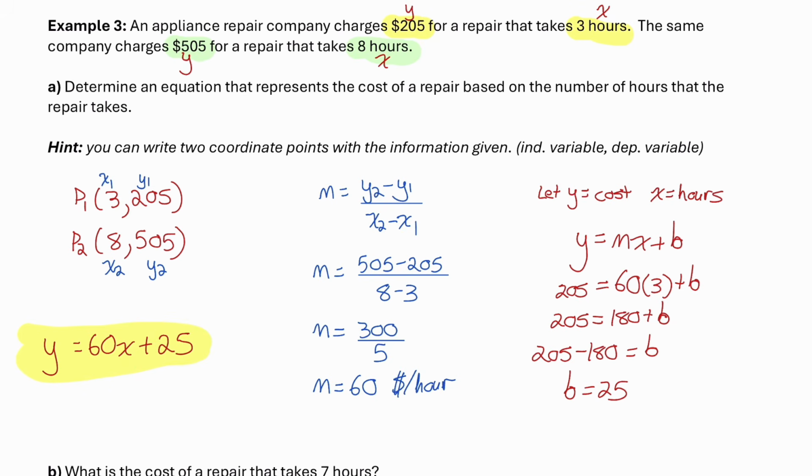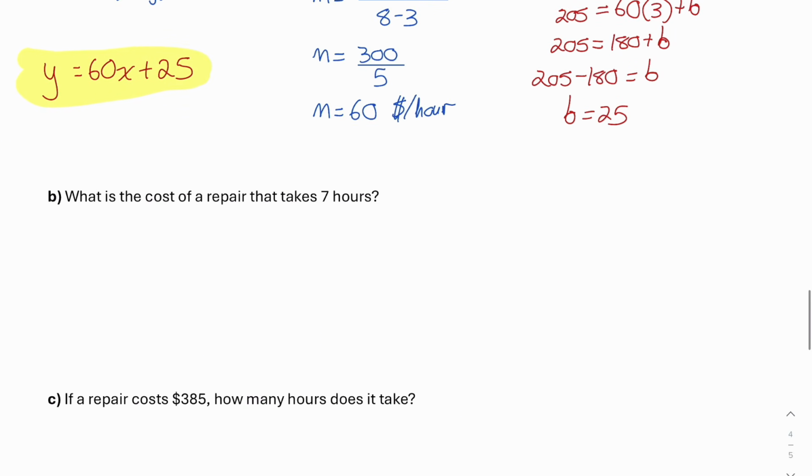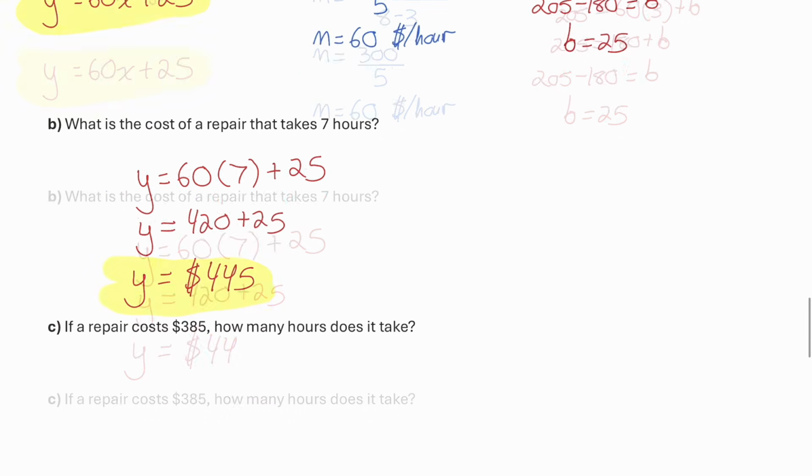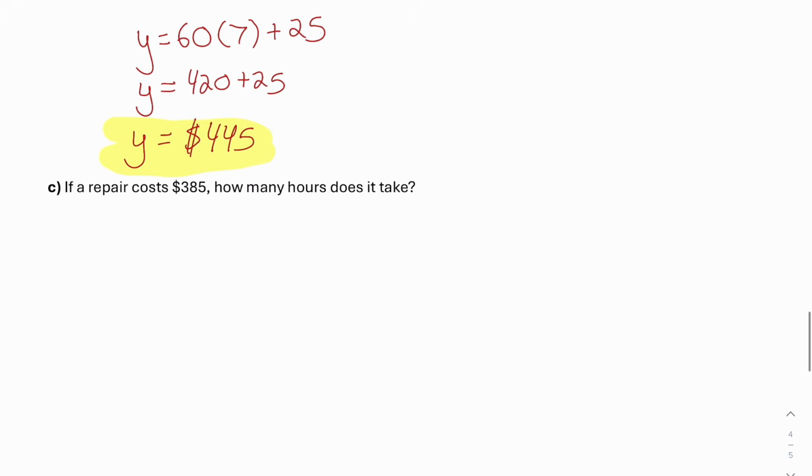So to do part B, it says what's the cost of a repair that takes 7 hours? Well, to find the cost, you do 60 times the number of hours, which is 7, plus the initial cost of 25. So the total cost, 60 times 7, is 420, plus the initial cost of 25 means the total cost will be $445.